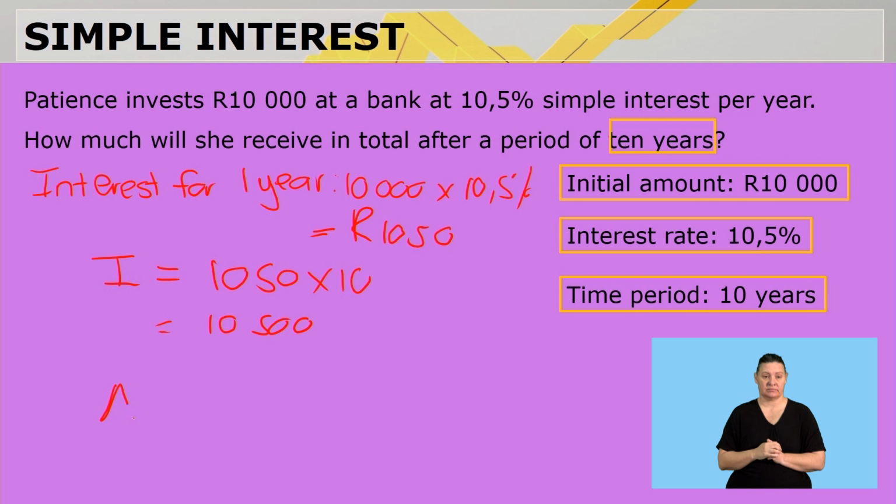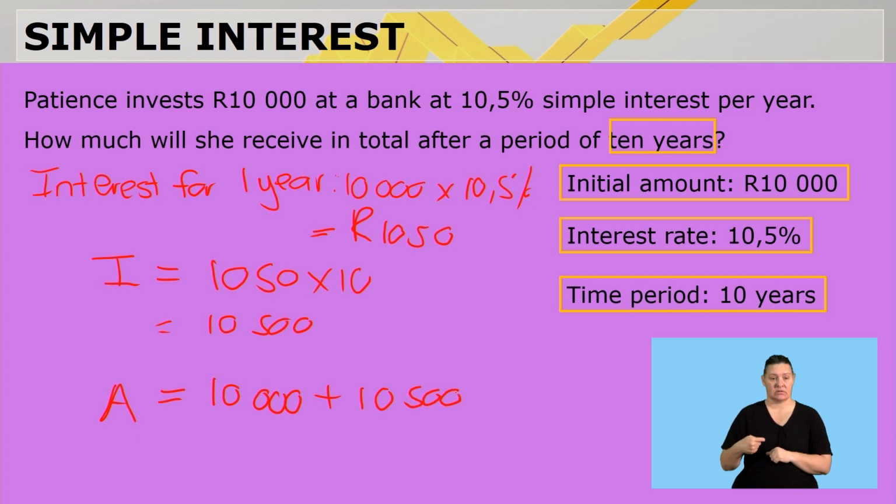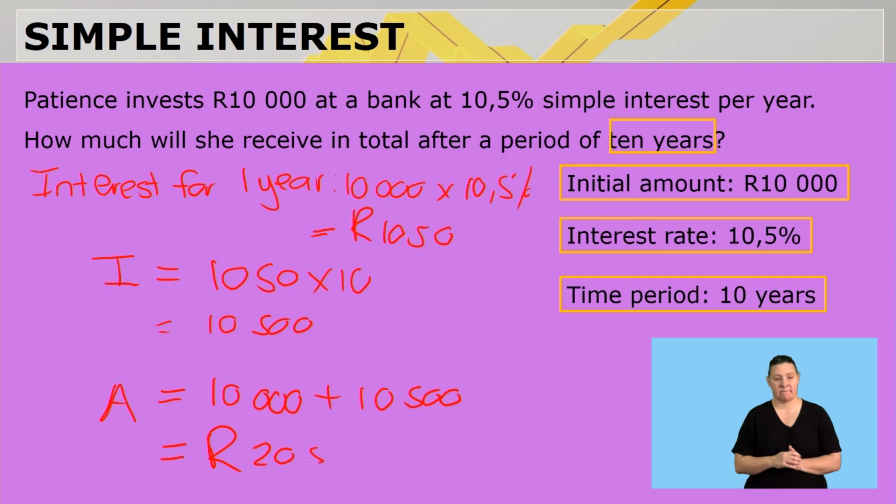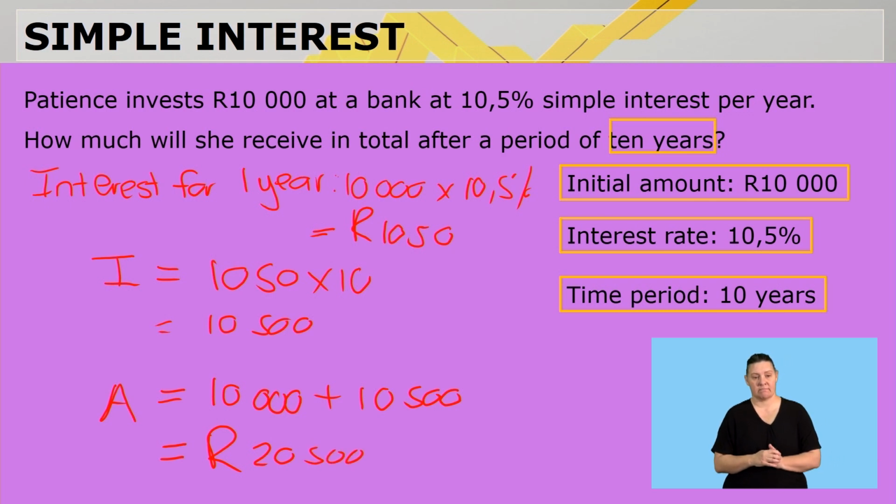So at the end, her lump sum is going to be her start off amount, 10,000, plus the interest that she earned, 10,500. So after 10 years, she would receive a lump sum of 20,500 Rand.